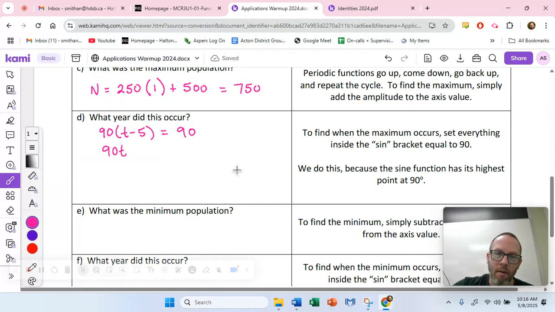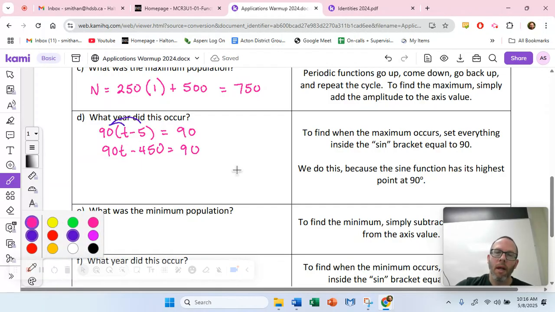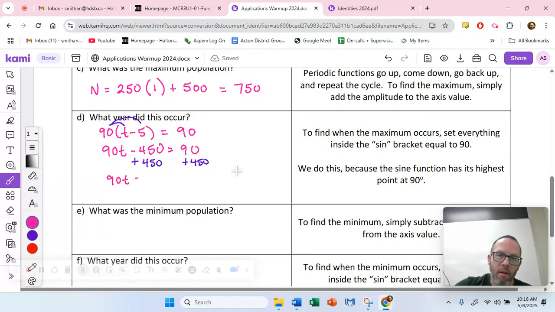I'm going to expand the left-hand side and make it a 2-step equation. And then it's a 2-step equation. We're going to add 450 to each side. You get 90t equals 540. And then to get t by itself, we just divide both sides by 90. This is just going to give a surefire way to do this for people every time.